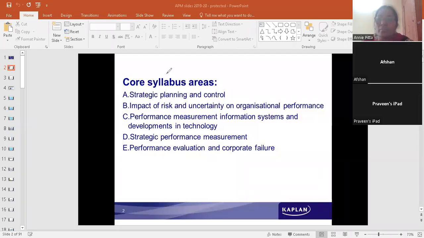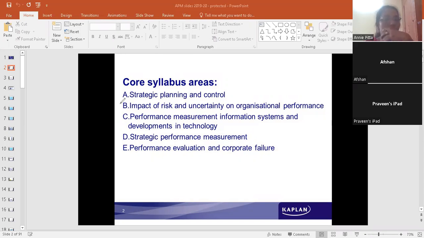The syllabus has 5 units. The first one talks about strategic planning and control. So what is strategic planning? What's the process, etc.? We would be looking into that. The second one is about risk and uncertainty. What is the impact of risk and uncertainty?